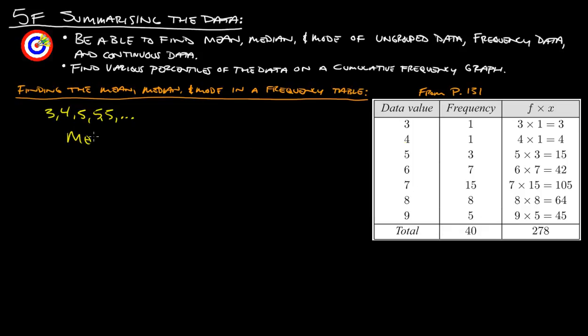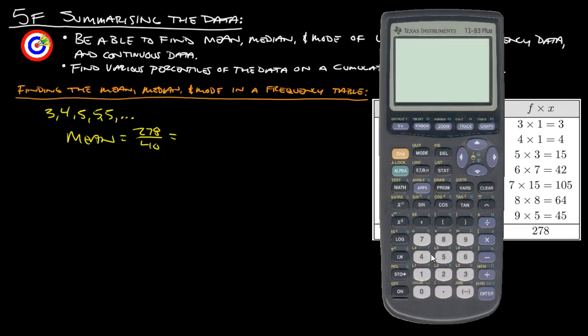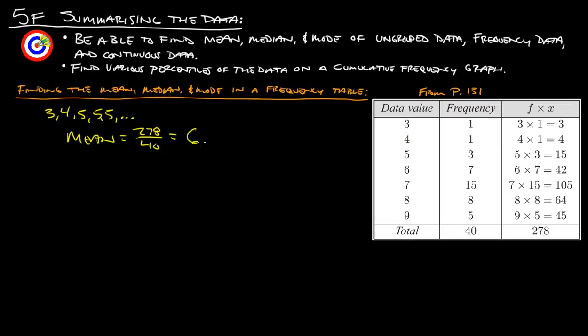So to find our mean, we're going to take 278 and divide it by 40. Right? So we get 278, divide that by 40, and we get 6.95 to be our mean.